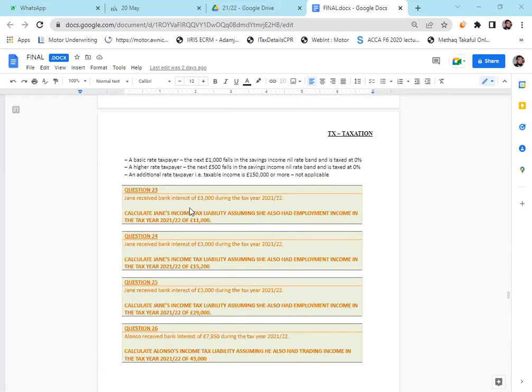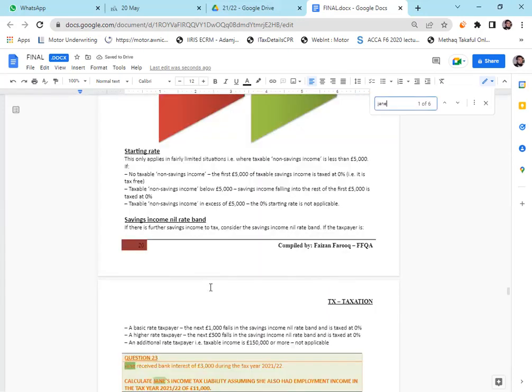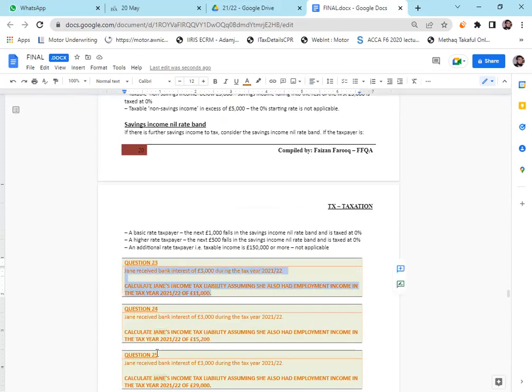Question number 23. Jane received bank interest of £2,000 during the tax year 2021 to 2022. Calculate Jane's income tax liability, assuming she also had employment income in the tax year 2021-2022 of 11,000, right? So now we do have a small question. Jane received some bank interest from the bank, and she has other income. Other income means her employment income, which is also given to us, right?